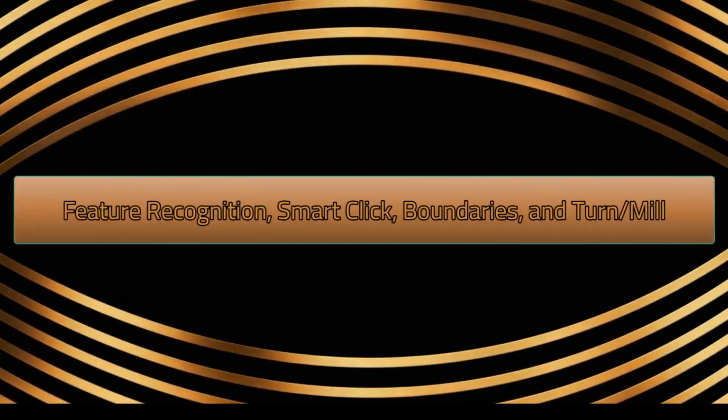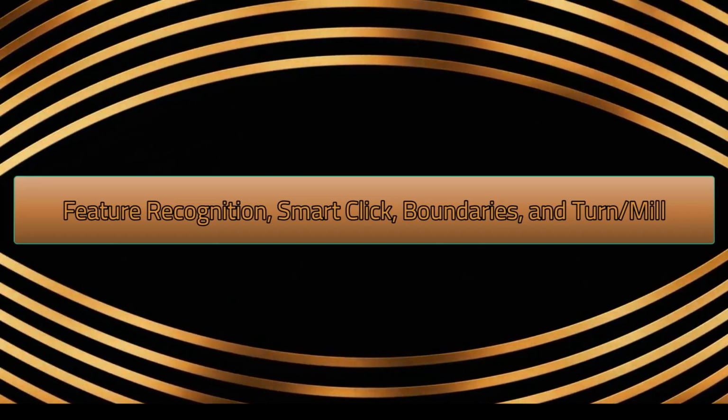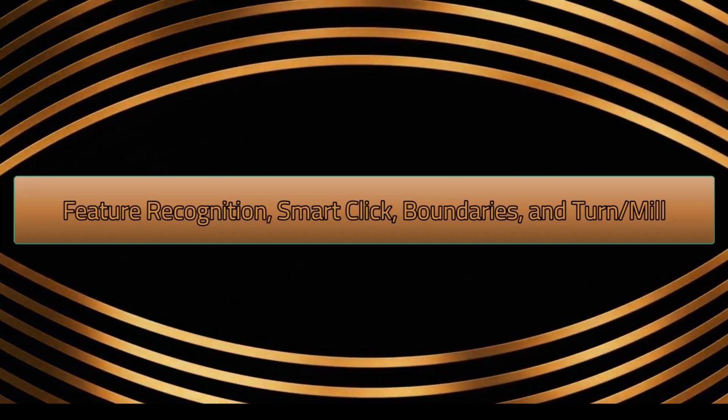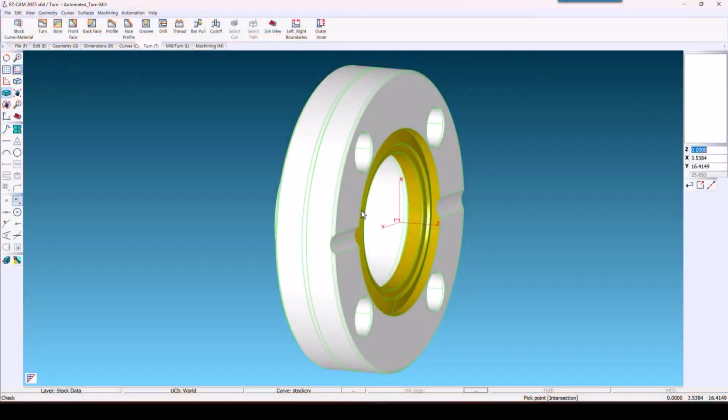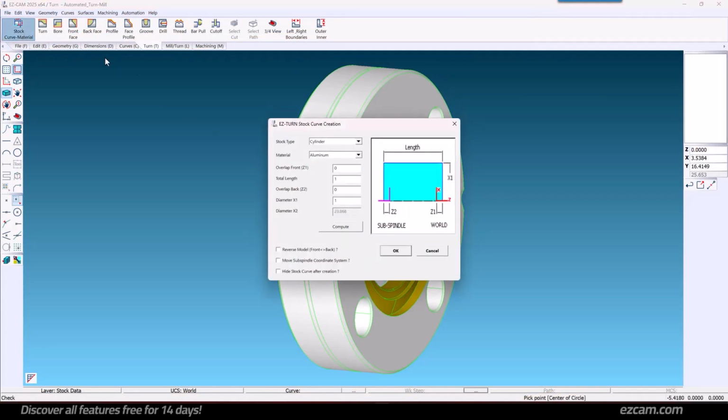This part is an example of feature recognition, smart click, establishing boundaries, and turn mill. First, we will set up our stock.